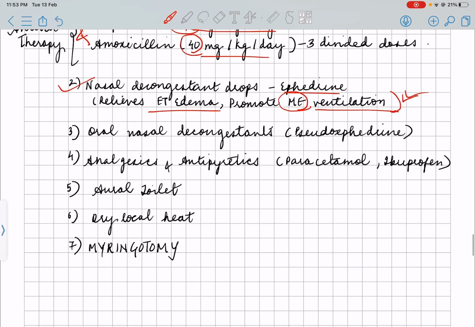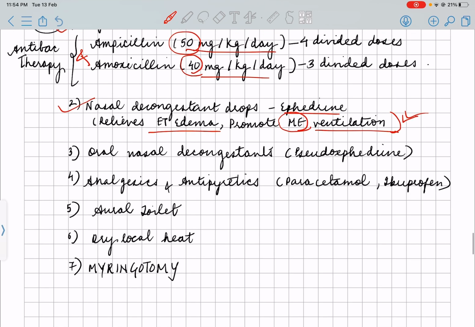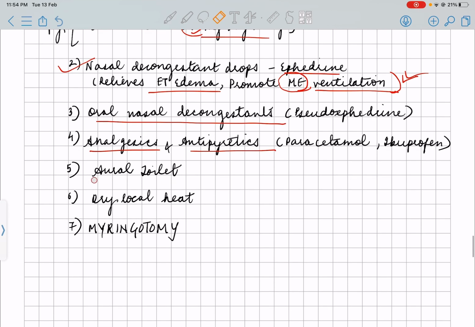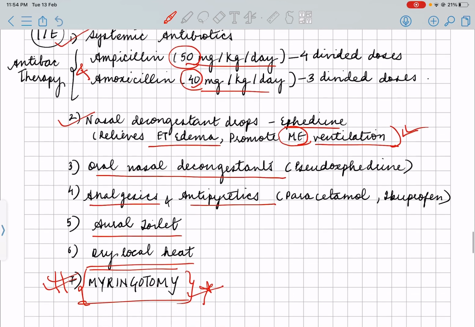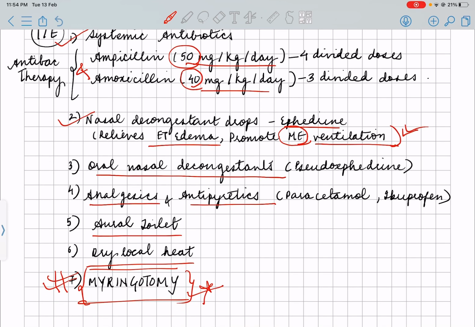in the treatment strategy. Coming to the other treatment options, we have oral nasal decongestants, analgesics and antipyretics, aural toilet, dry local heat, as well as myringotomy, which we just discussed earlier. It's done in cases of impending rupture and is an OPD procedure. So, myringotomy is a significant treatment choice and it's done in the stage of suppuration.